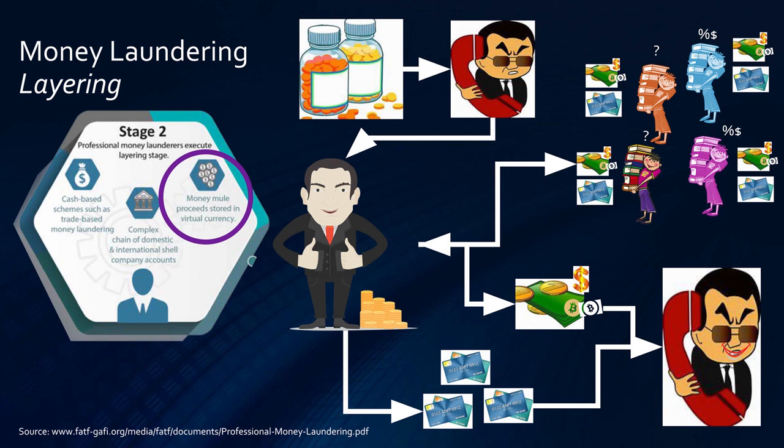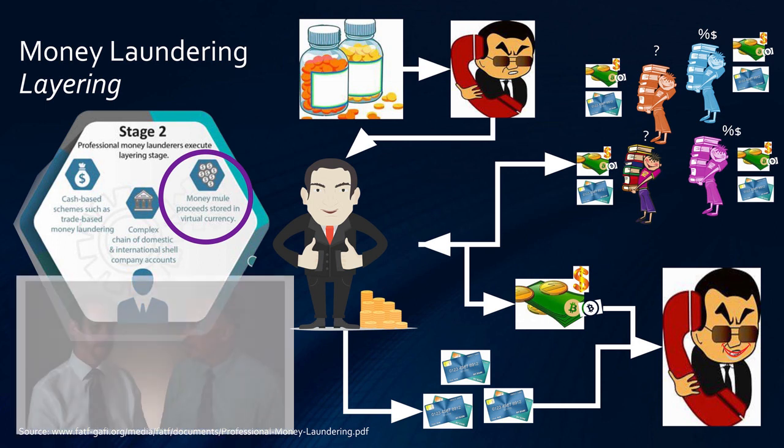So the third one here talks about money mule proceeds stored in virtual currency. I'm going to walk through this. It's a case study that has just been released as part of a white paper or some guidance issued by FATF. They're the authorities who provide advice about money laundering and give guidance on how people do it. They've just released a good guidebook that's worth reading if you want to learn about it.